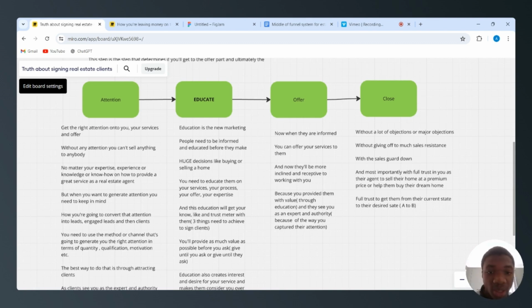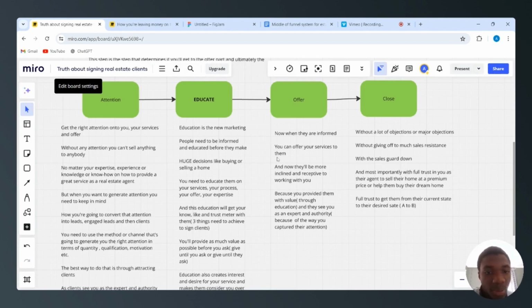And now they'll be more inclined and receptive to working with you. Literally. So it's fine if you educate them and you still have to ask. That's still fine. It's still better than not educating them at all and just getting their attention, just asking, right? So now they'll be more inclined and receptive to working with you, right? Because you educate them, you provided value, they see you as an expert, they trust you more.